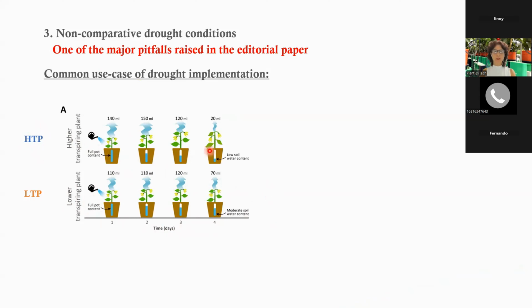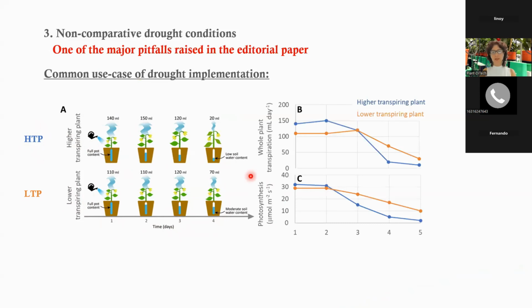Based on that, what we can see is that after day 3, the lower transpiring plant is transpiring more and is also making more photosynthesis. So we could assume that this lower transpiring plant is a very good drought tolerant plant. The question is if this is the right conclusion.